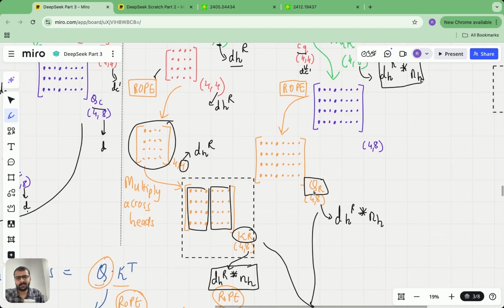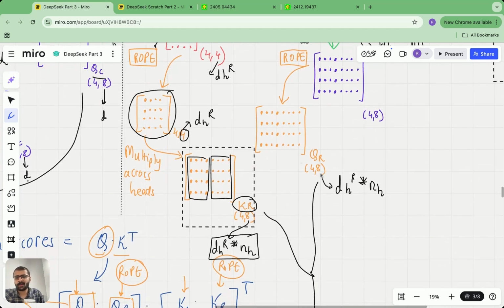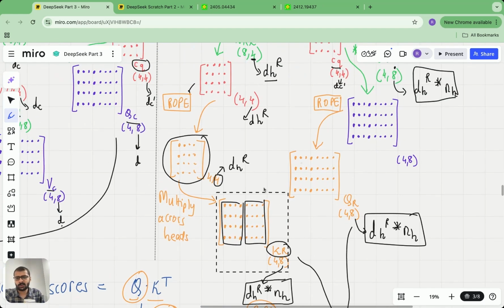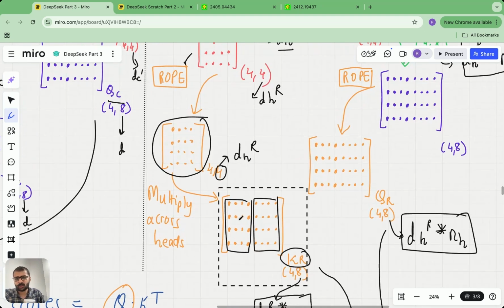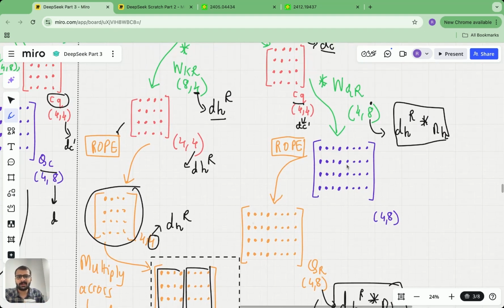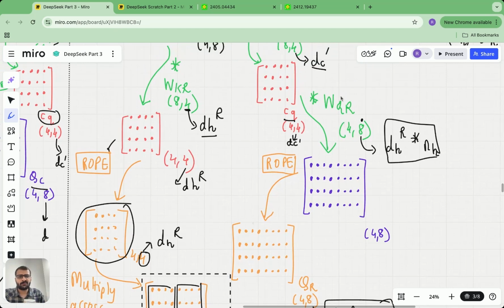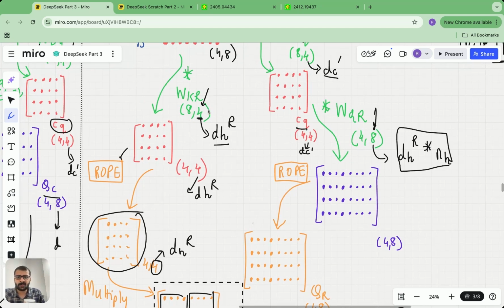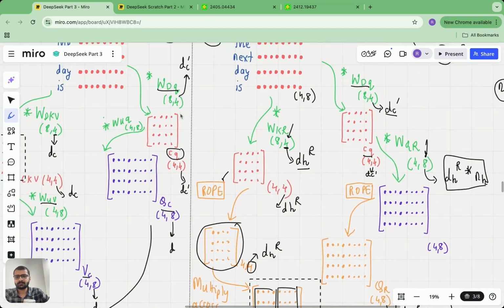See, now you have the Qr matrix and Kr. Both have the size 4 by 8. So the dimensions of both are dhr into nh. But the way we get these is different, right? Because in the Kr, we actually expand across the heads, so we share these values across heads. But in the case of the queries matrix, they are different for different heads, because the dimensions of Wqr, the number of columns is equal to 8, whereas the number of columns of Wkr is equal to 4.